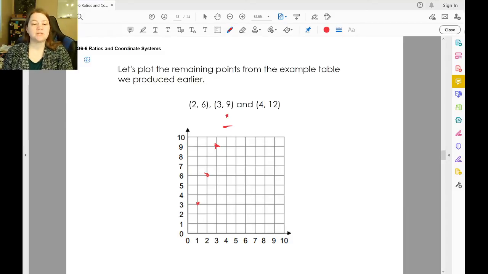Now, what do you notice about these points right here? It's going to be really hard to show on the computer, but these all line up. These points all line up in a straight line. And you can see how they all fall on that same line. And that confirms that these are from a ratio table. They're all the same ratio.